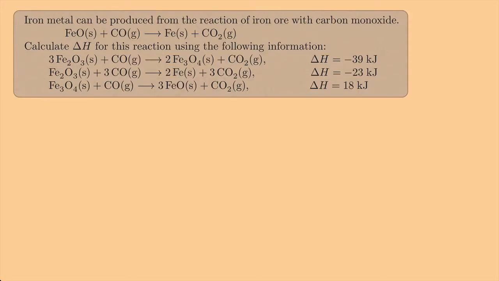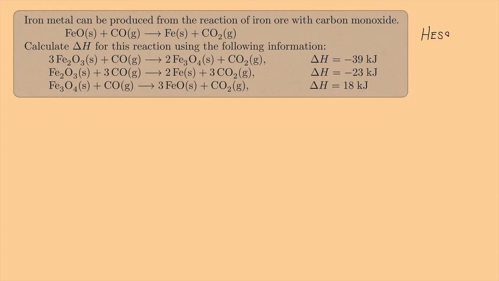Iron metal can be produced from the reaction of iron ore with carbon monoxide. And we want to calculate delta H for this reaction using the following information. So we have three other reactions here, and we have their delta H values, their enthalpy values, and we want to calculate delta H for this reaction.